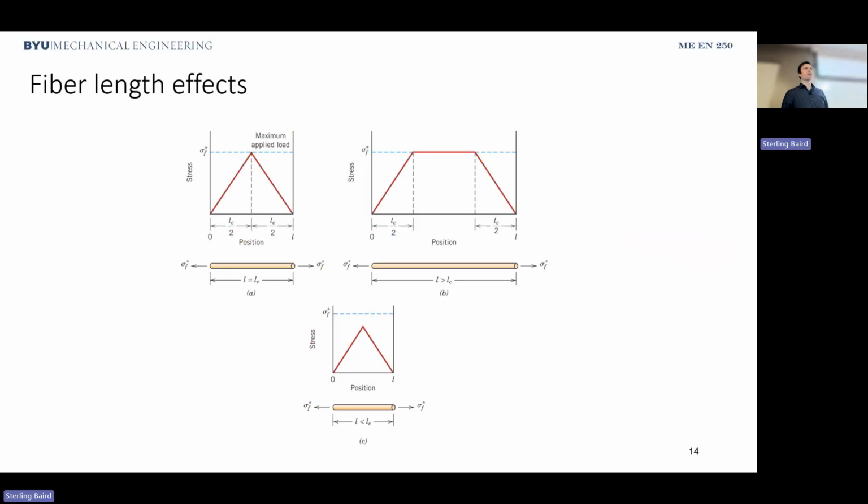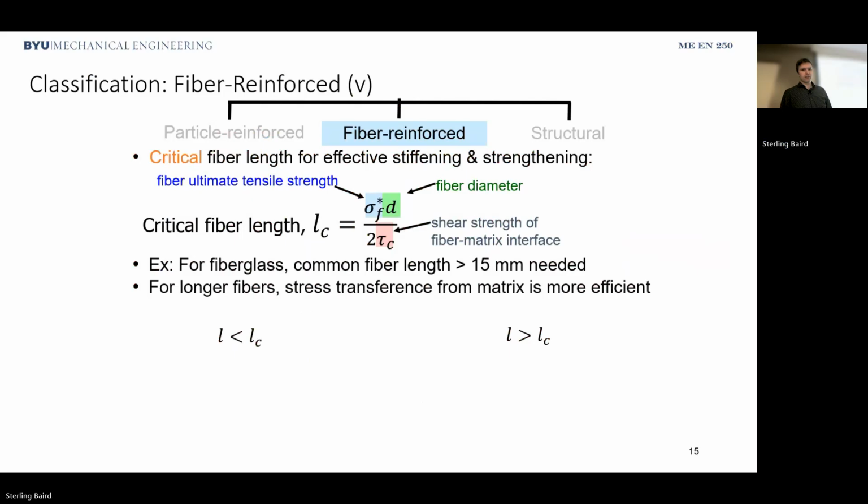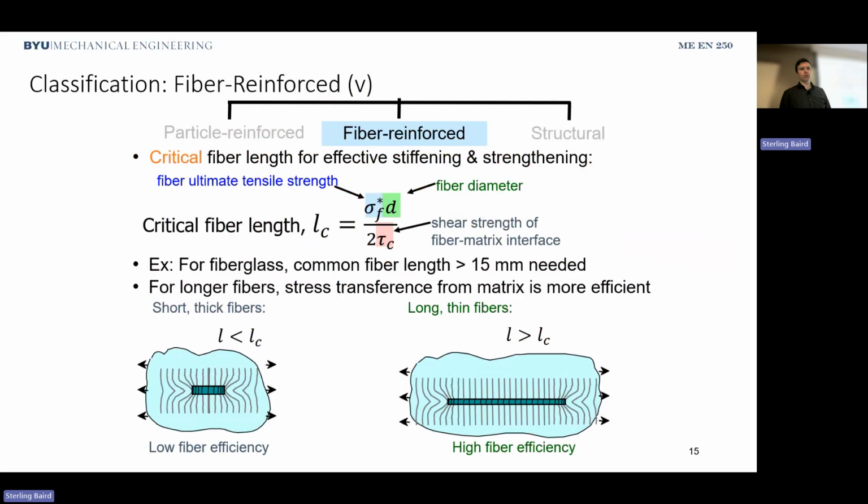Going here, just as a reminder of why we're talking about the length at all. If your fiber is too short, it doesn't do a good job of transferring stress between the fiber and the matrix. And so if it's really long, then these regions where it's not doing as good of a job lessen the impact. With this critical fiber length, the stress transference from the matrix is more efficient with longer fibers. So we talk about fiber efficiency here.